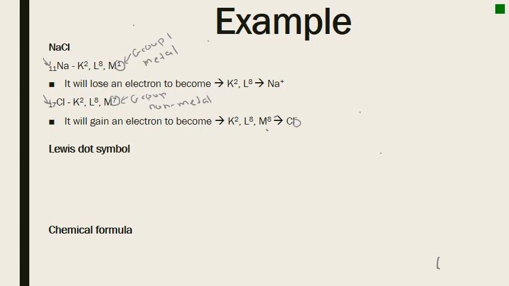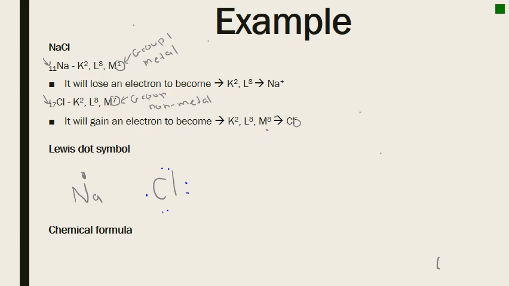So one question will be, draw the Lewis dot symbol. So we've got Na. Remember, we know how to draw the Lewis dot symbol. It's got 1 electron in its outer shell, so we put 1 electron and represent that by a dot. And then we've got Cl. Cl has got 7 electrons. So we draw 7 electrons. Remember, first row 1, 2, 3, 4, 5, 6, 7.